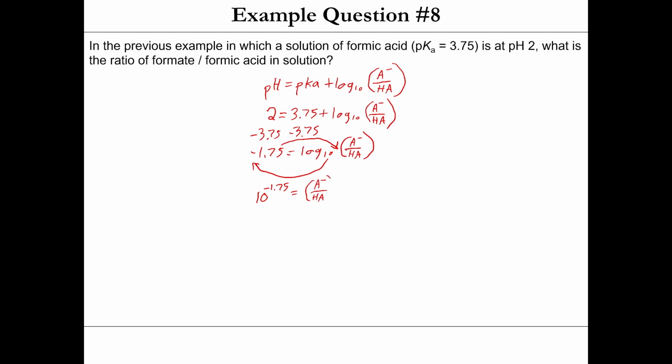And if we plug this 10 to the power of negative 1.75 into our calculator, we can find that A minus over HA, that ratio between the two, equals 0.018. And again, this makes internal logic: you would have much less of the conjugate base compared to the acid, and thus a ratio below 1. So that's a very good example of a question that I could ask you on the exam.